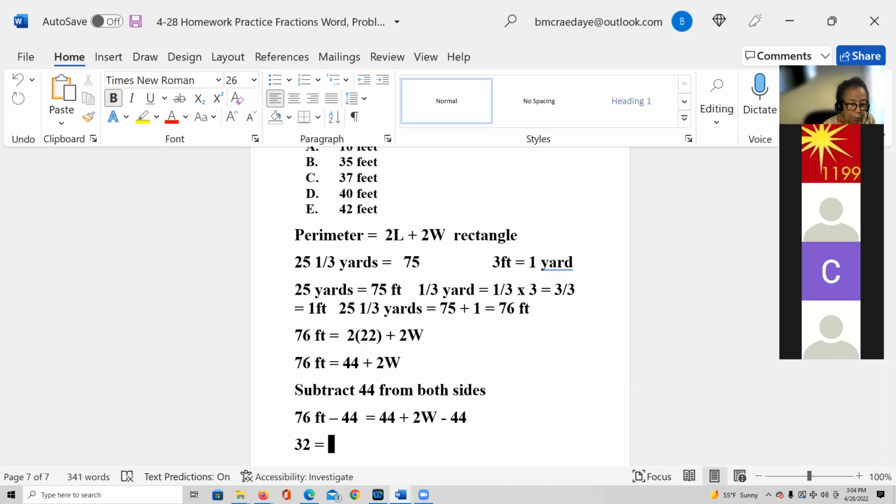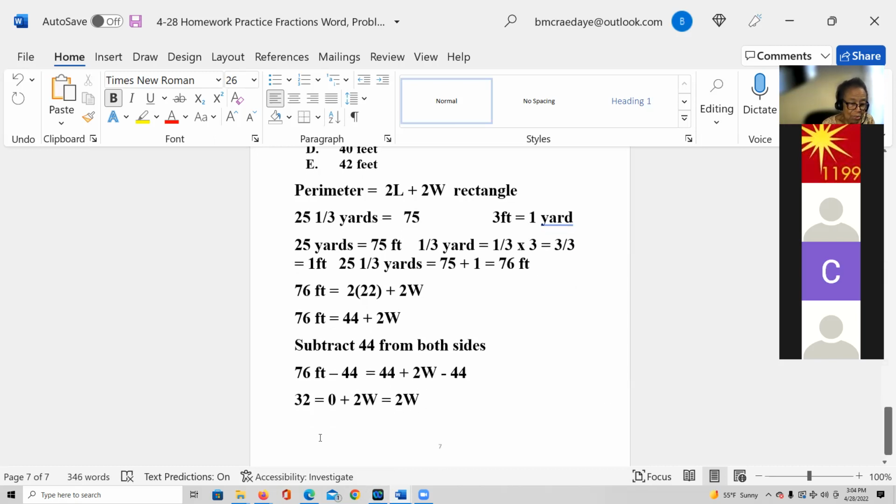Okay. Now, a plus 44 and a minus 44 on the right side gives you what? That's 0. That's 0, right? So it's 0 plus 2W, which is just 2W, right? Yes. Okay. So now you can do your answer, mental math, right?